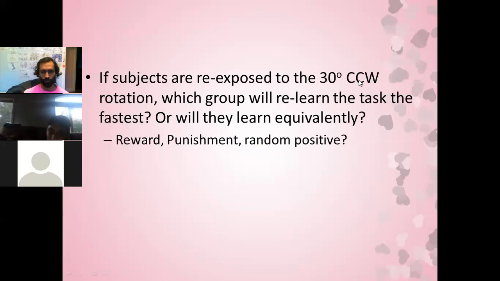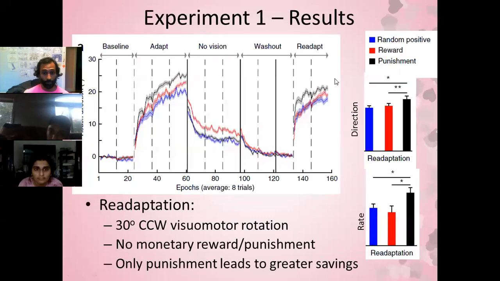They were re-exposed to this exact same rotation, and the question was, who will relearn it the fastest? And you may have guessed, the people who got the punishment were the ones who were able to relearn it the fastest. Now again, is this also a memory that you learn it much later? Maybe hard to say. But it's interesting.